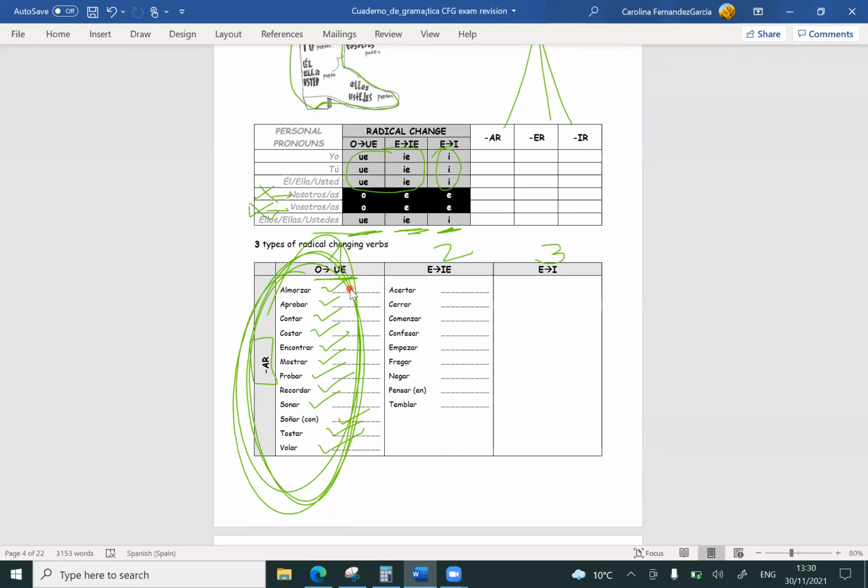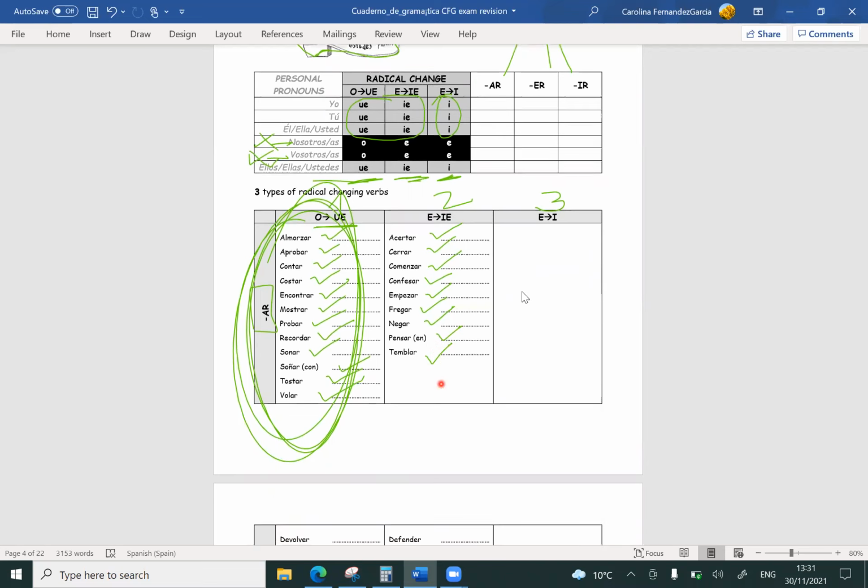We have fewer verbs. Acertar, acierto, to get something right, to guess. Cerrar, cierro, to close. Comenzar, comienzo, to begin, to start. Confesar, confieso, to confess. Empezar, empiezo, to start. Fregar, friego, to wash, I do the washing up. Negar, niego, to deny. Pensar en, pienso en, to think about something. Temblar, to shiver, tiemblo.